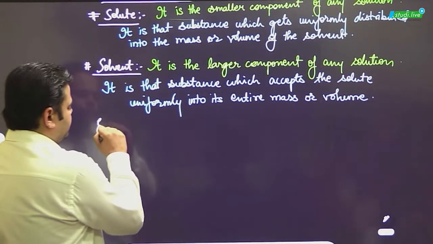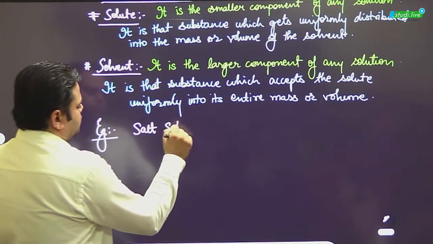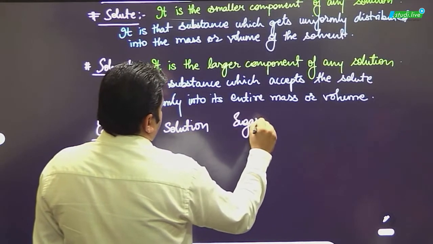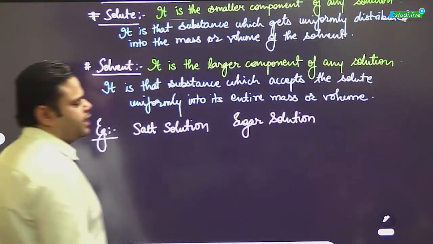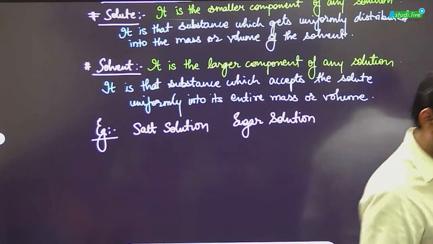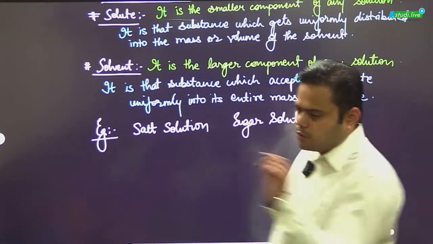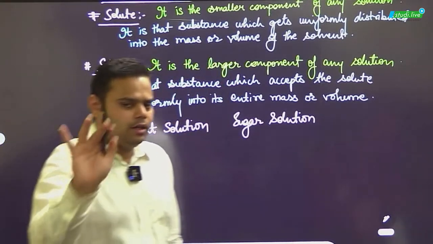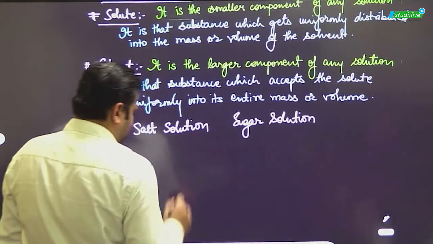Example of this could be salt solution. Whenever you use the word solution at the end, it means into water. Into water. If the solvent is something other than water, you have to mention it. If you are not mentioning it, it means the solvent is water. So here we are saying salt solution.